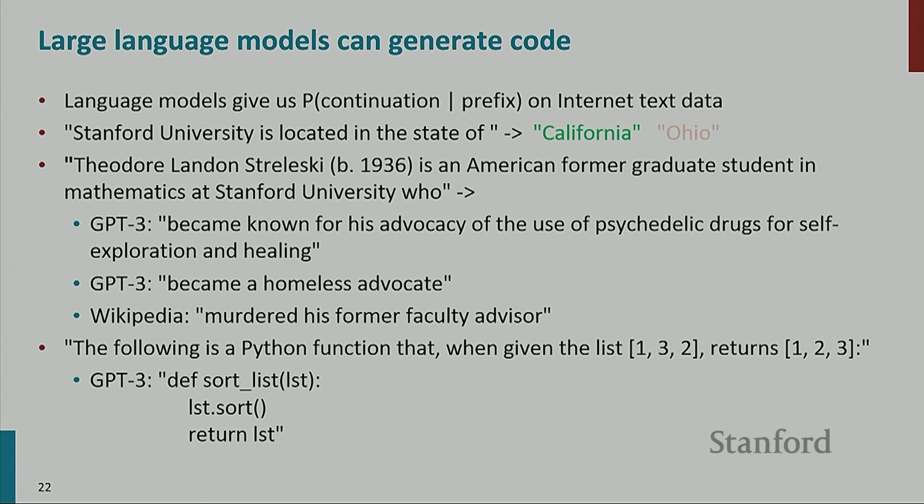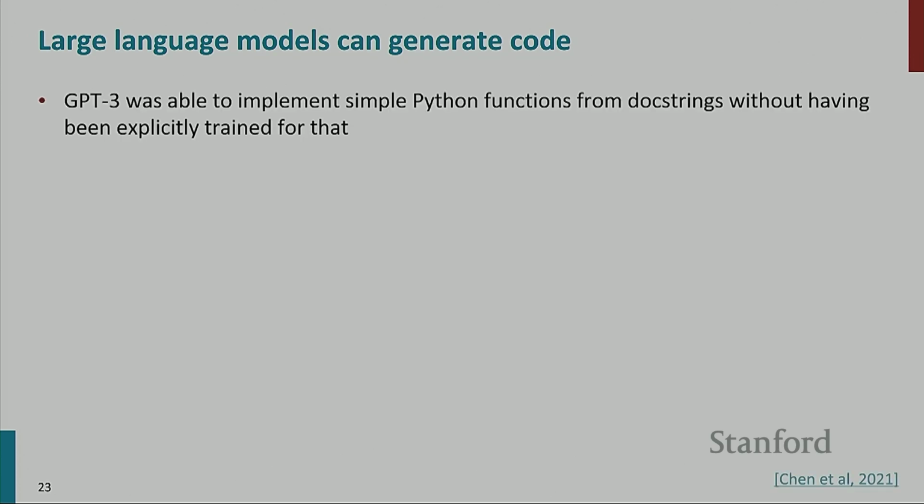And it turns out that if I give GPT-3 a prefix such as "the following is a Python function that when given the list 1 3 2 returns 1 2 3," it will complete exactly with this program: def sort_list(lst): lst.sort(); return lst. Which, depending on what year you were born, is quite surprising. It's quite amazing that a model that can predict California from "Stanford University is located in," with the exact same mechanism, can generate valid Python code. This was a realization that people made very quickly after GPT-3 came out. Given simple Python docstrings, it was able to generate Python functions that implemented those docstrings, even without having been trained explicitly for that, and code was not a large part of GPT-3's training set anyway.